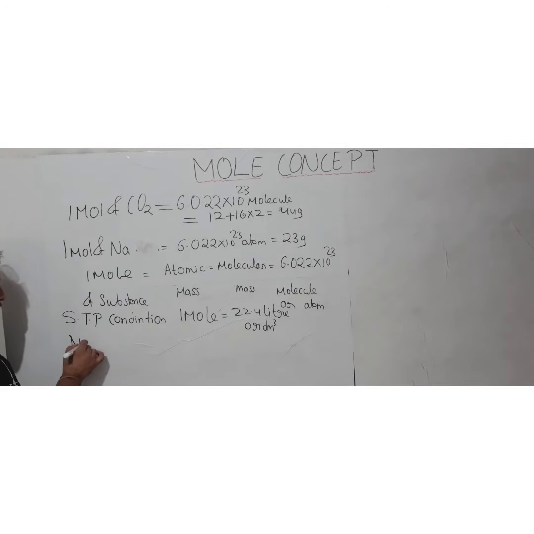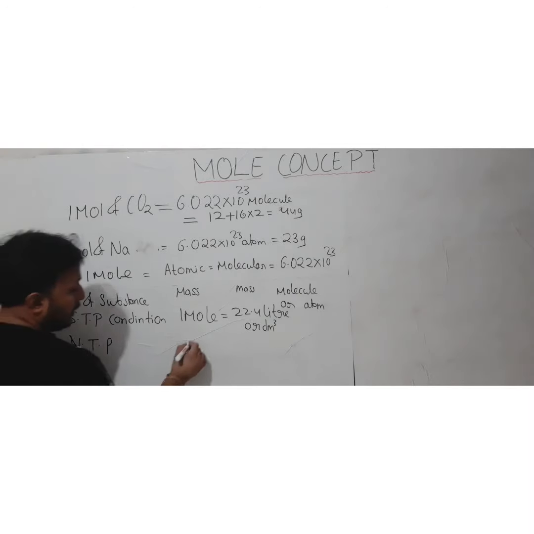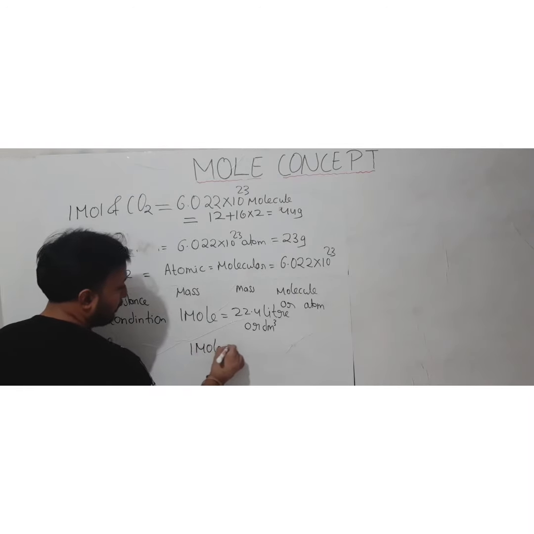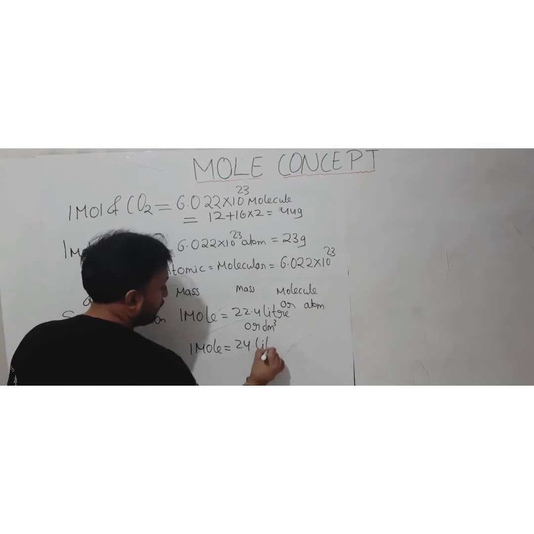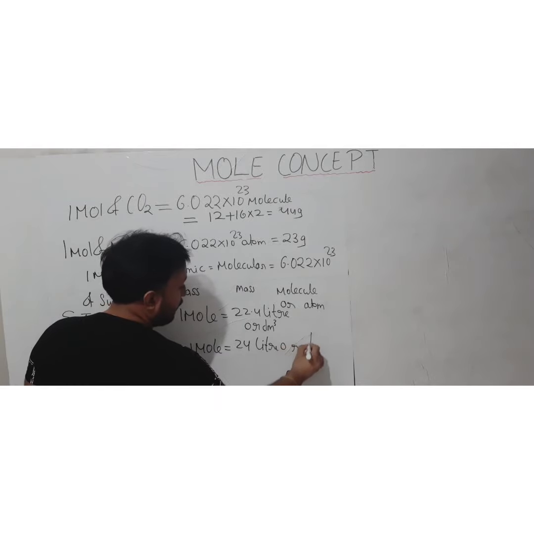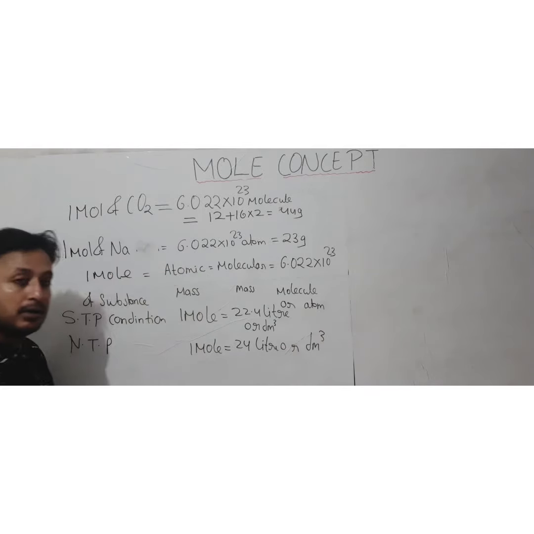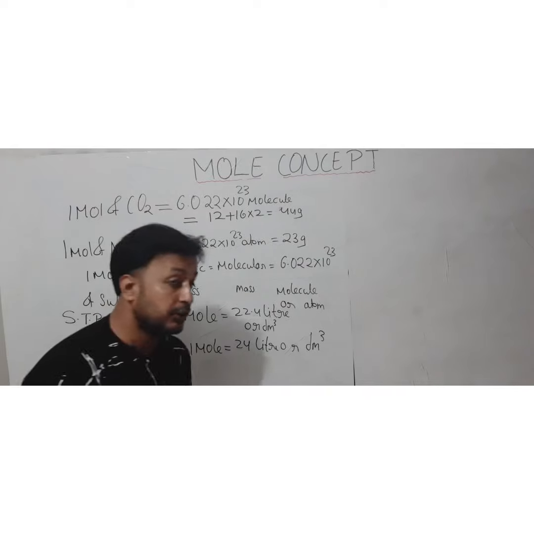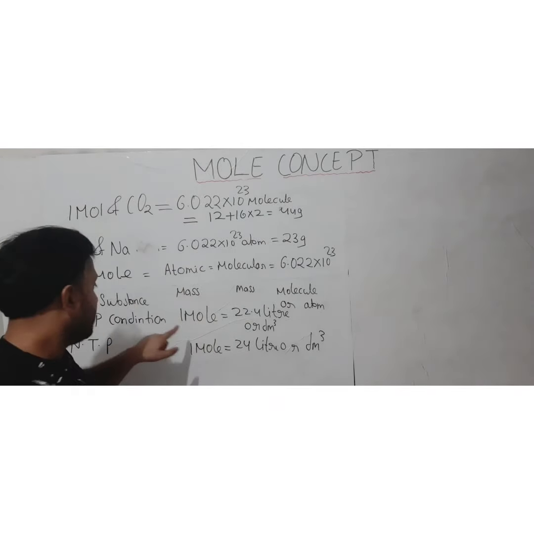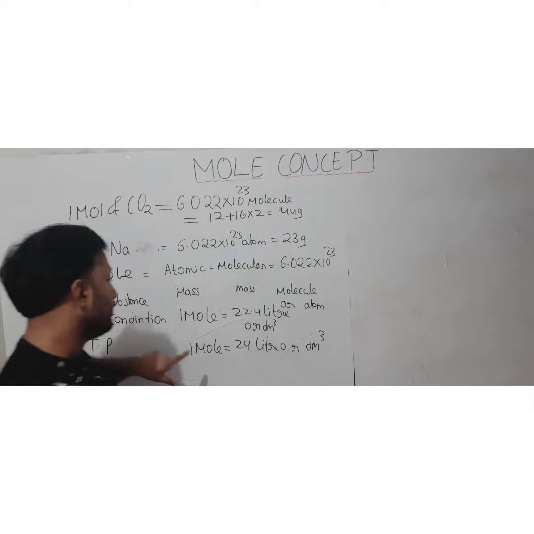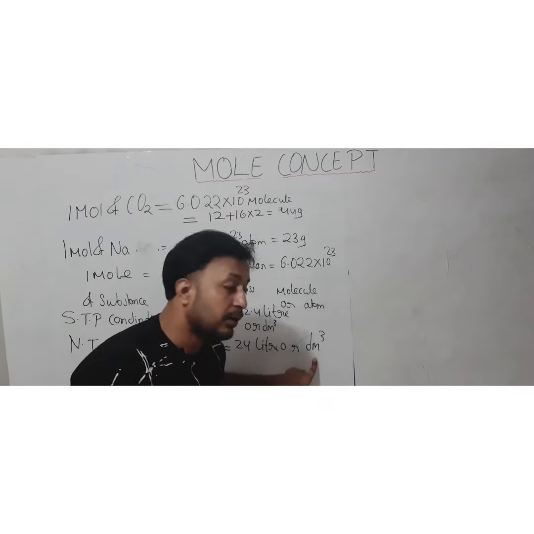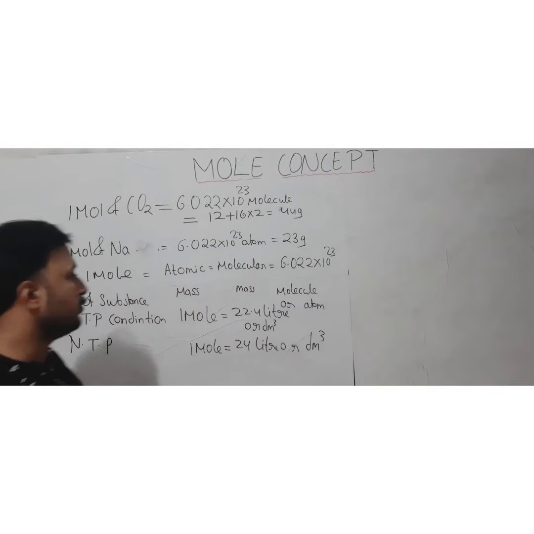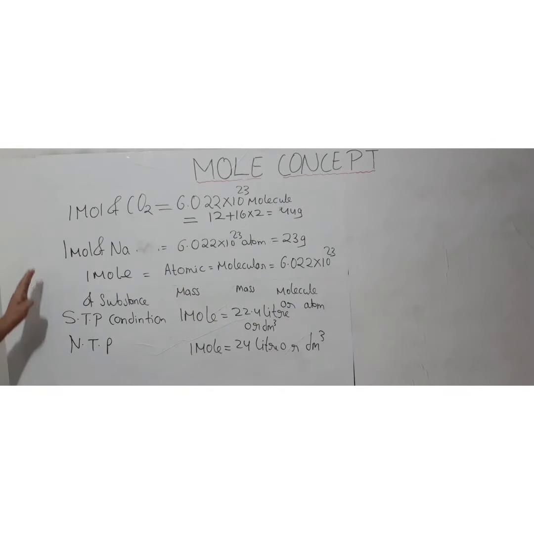If the condition is not STP, it will be NTP, that is normal temperature pressure condition. Then in such a case, 1 mole of substance will have a volume equivalent to 24 liter or dm cube. If the STP condition is there, then it will be 22.4 liter or dm cube. If the normal temperature pressure condition is there, then it will be equivalent to 25.4 liter or dm cube. That depends upon the unit which we are using. Okay, so that is how these things are related.